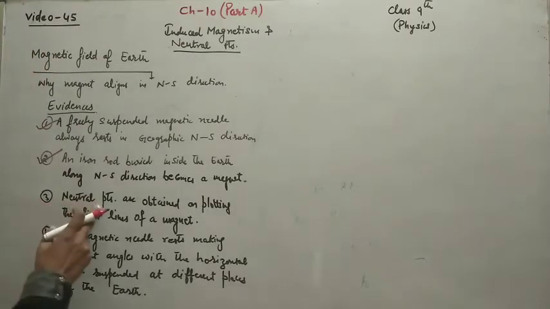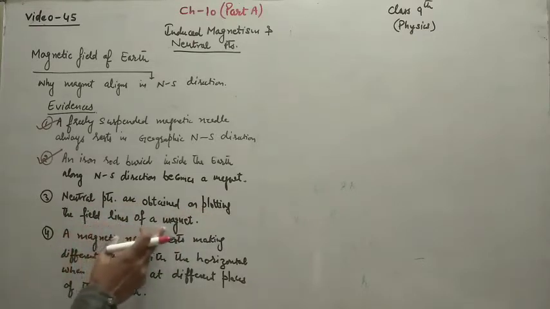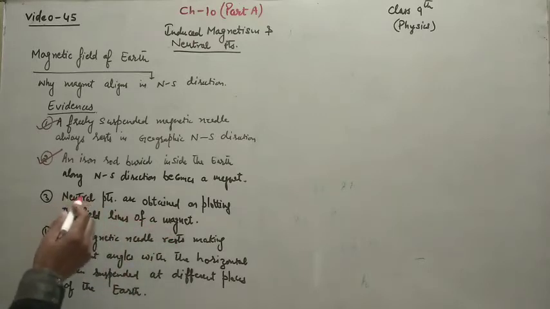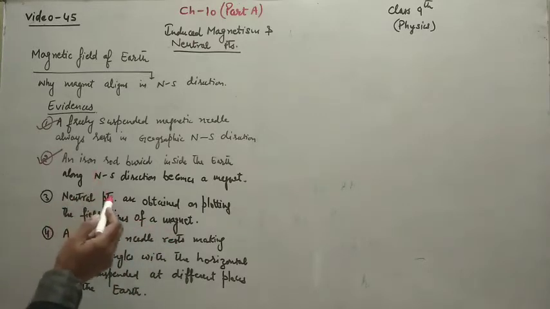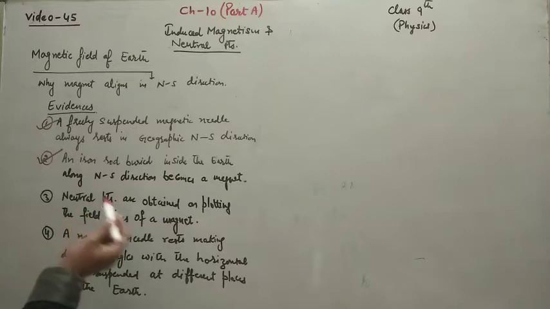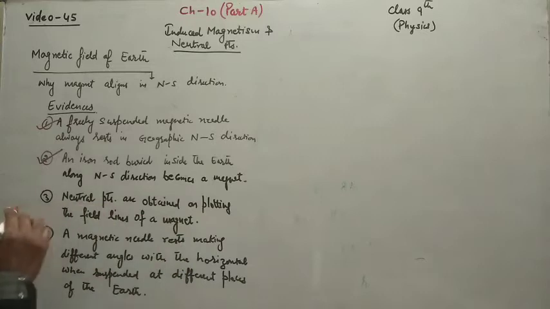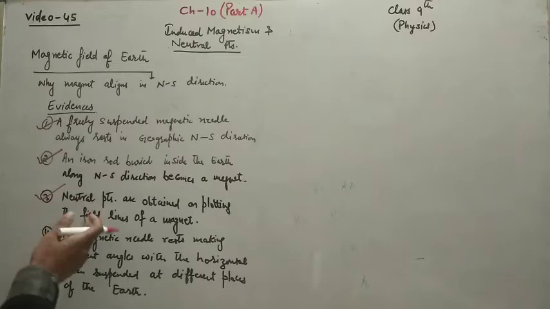Third point: neutral points are obtained on plotting the field lines of a magnet. Neutral points are those points where Earth's horizontal magnetic field and the bar magnet's field both cancel each other, means a location where you will not get any magnetic field, not because of the bar magnet or because of Earth's magnet. So this is also a kind of evidence. If Earth's magnetic field is there, then only you will get the neutral points.